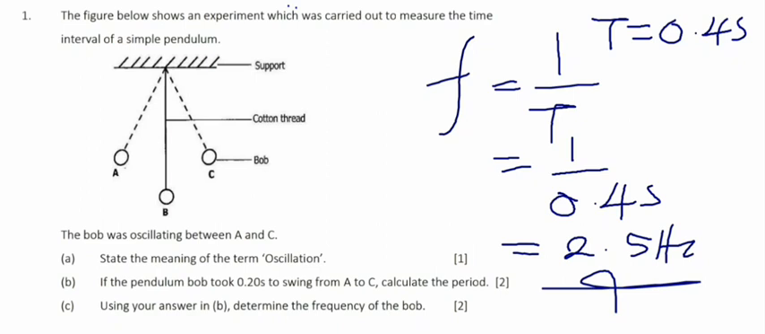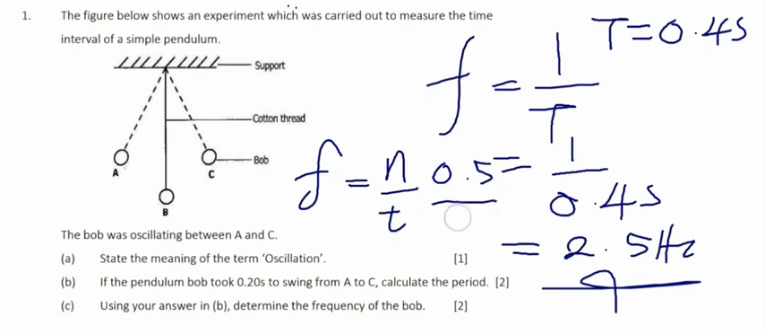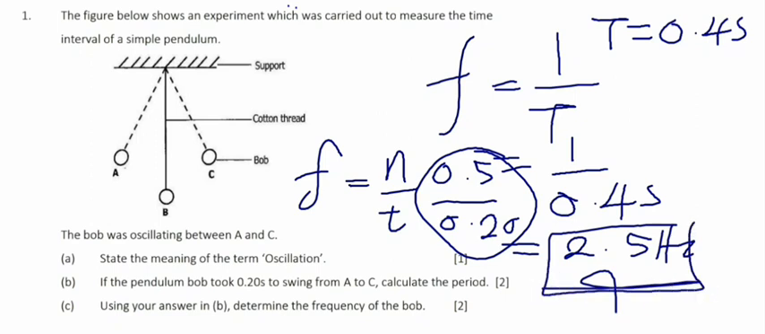In this case, they have specified that you need to use the answer in B. But if the question is not specifying to use the answer in B, you can also say frequency is equal to the number of oscillations divided by what? Time. The number of oscillations that we have is 0.5, divided by the time taken here, which is 0.20 seconds. When you divide, you get the same answer, which is 2.5 hertz.